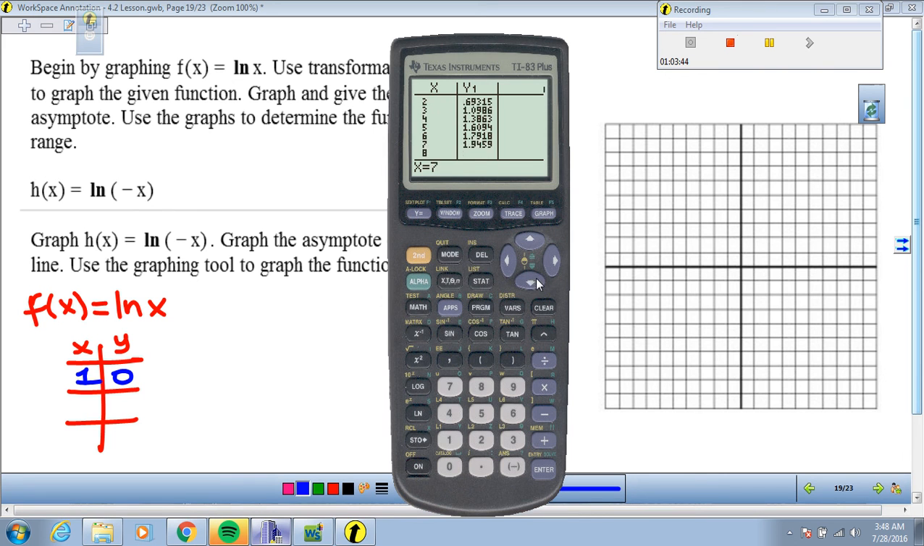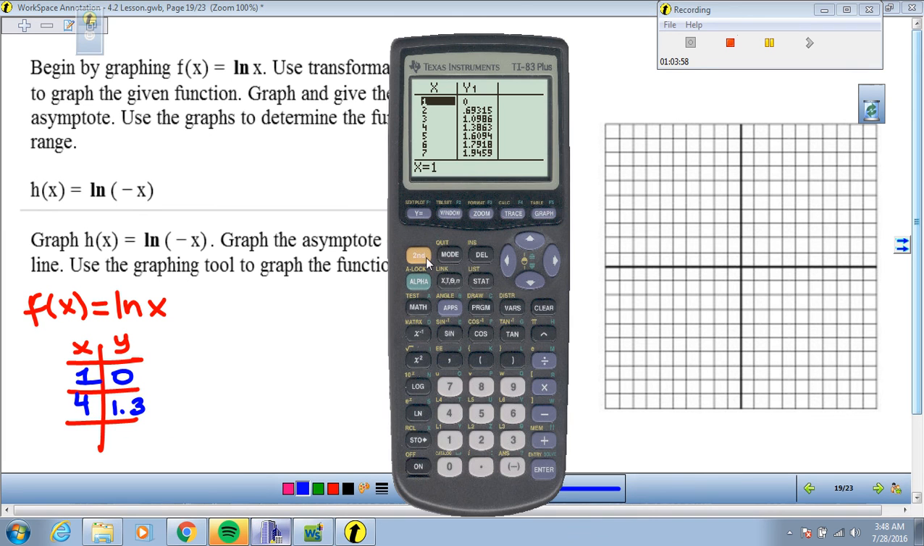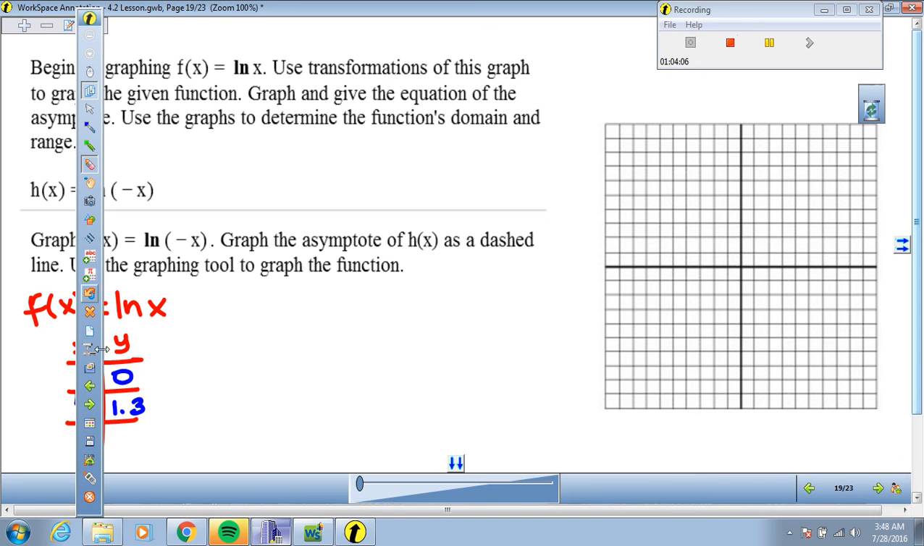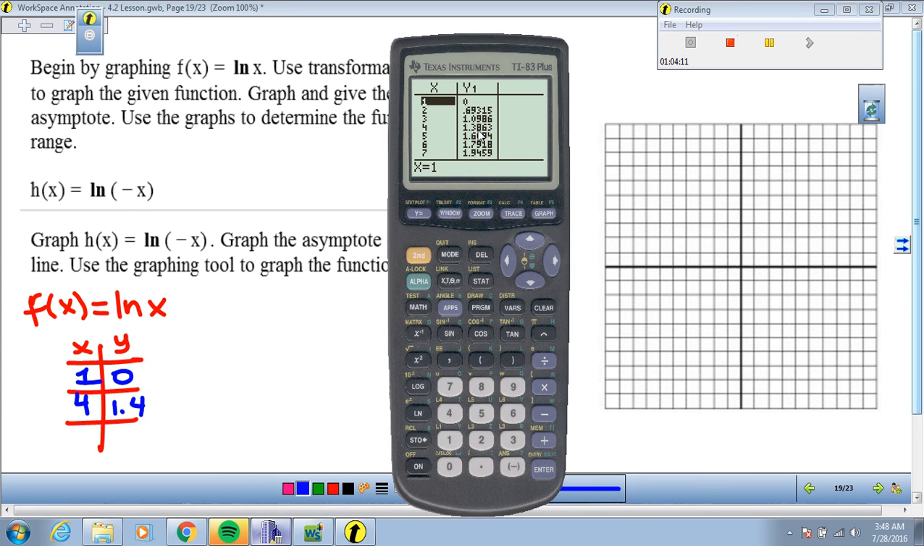I don't know if there may be, no, probably the rest of the y values are decimals. So you're going to have to choose, let's say 4 and 1.3, 7 and 1.9, 4 and 1.4, sorry, 1.4. If I round correctly, they should be 1.4. You can see it right here, 1.38. And 7, 1.9.